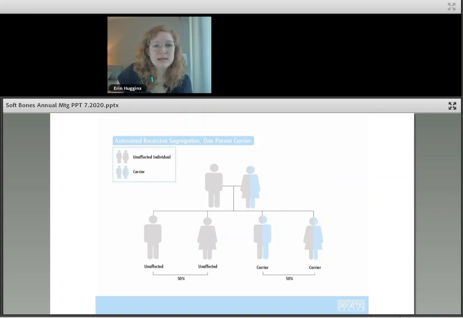In the event that somebody is just a carrier and they only have the one copy, then if their partner is not a carrier, they're not going to have an affected child. So then the mom here is the one who's a carrier, and she will either pass down the one mutation or her normal copy. So in this case, a carrier parent is only going to have either completely unaffected or carrier children.